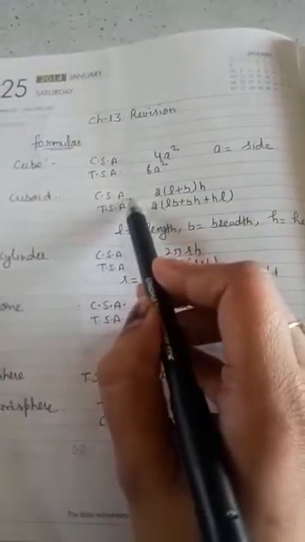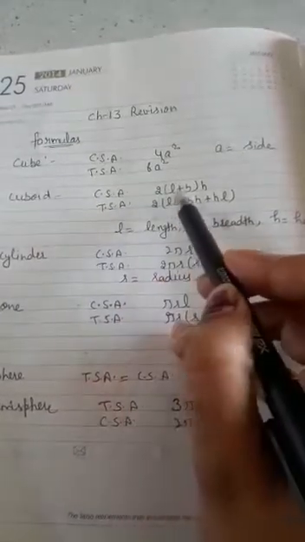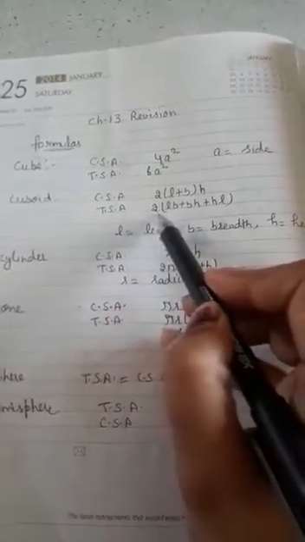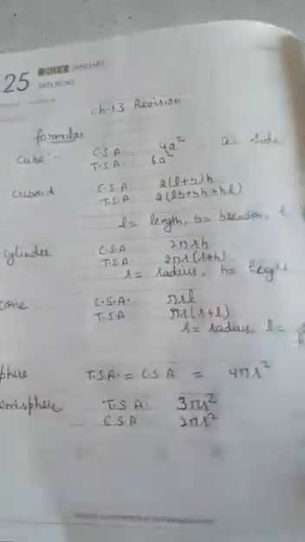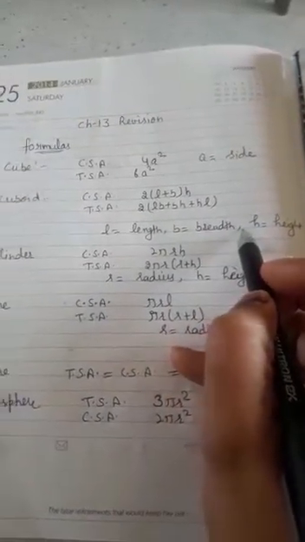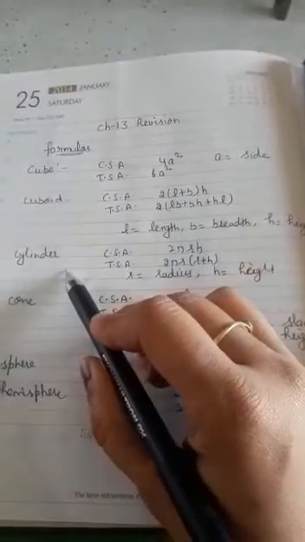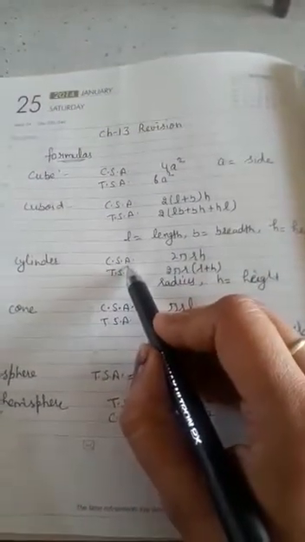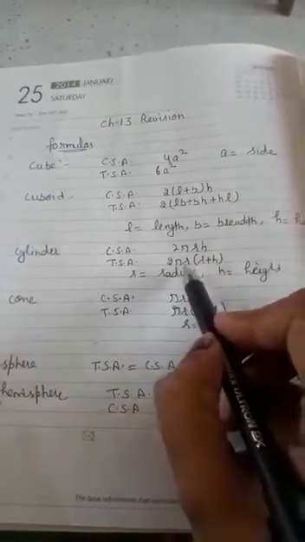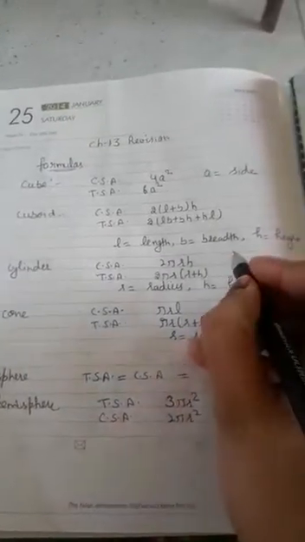Then cuboid. In cuboid, curved surface area is 2 into (L plus B) into H and total surface area is 2 into (LB plus BH plus HL), where L is the length, B is the breadth and H is the height of cuboid. After that, cylinder. Curved surface area of cylinder is 2 pi RH and total surface area is 2 pi R into (R plus H).